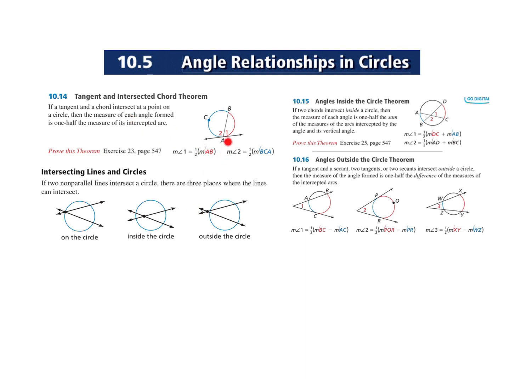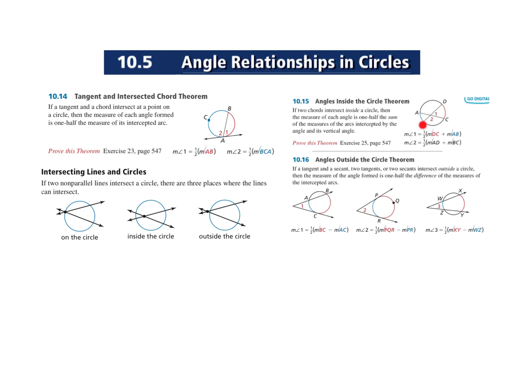The first theorem is if the angle is on the circle, remember that it is half of the arc. Even though this is weird looking, the angle is still on the circle, so it is half of the arc. All right, and these two are supplementary.